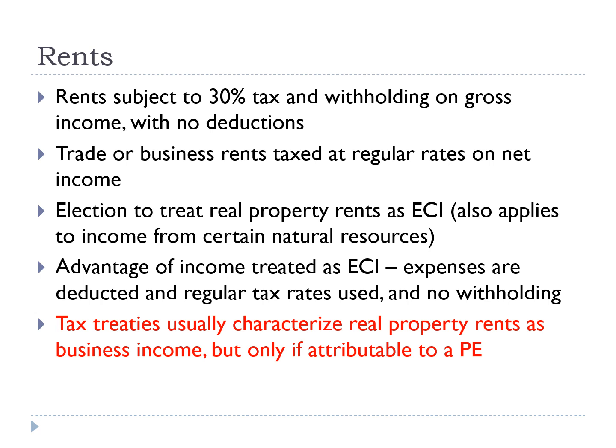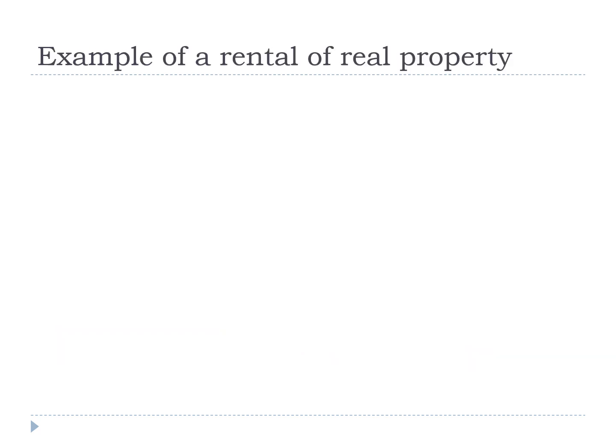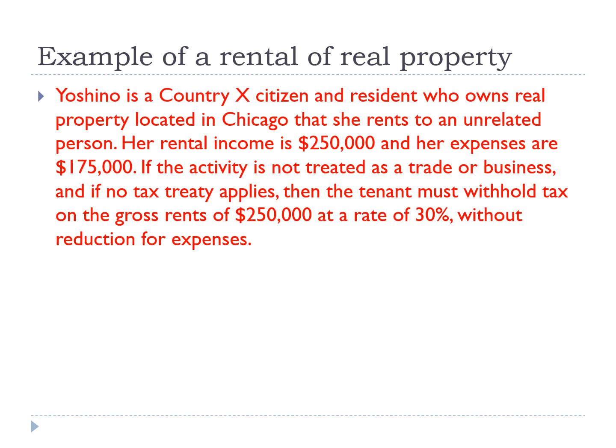This result should be the same as taxing property as a U.S. trade or business under the U.S. domestic tax rules. Here's an example of the rental of real property in the United States. Yoshino is a country X citizen and resident who owns real property located in Chicago that she rents to an unrelated person. Her rental income is $250,000 and her expenses are $175,000.